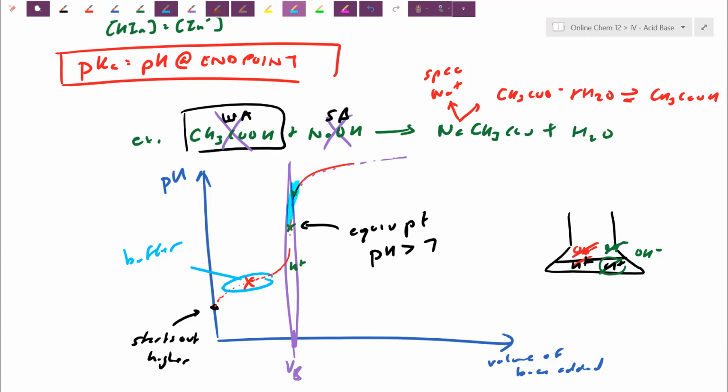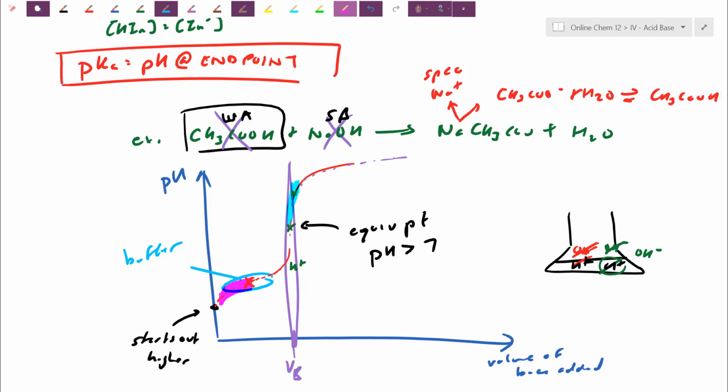You can totally accidentally choose another indicator. Maybe an indicator changes color around pH 2, pH 3. Experimentally, you can drop it in. Oh, the indicator actually changed color, but that color change point actually doesn't indicate the point I want to stop.